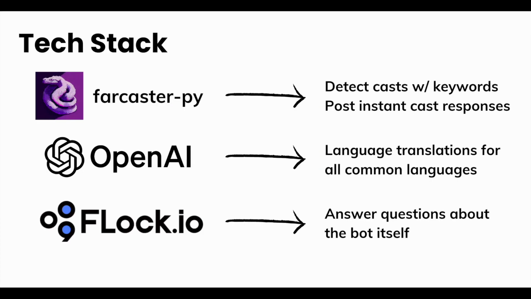So in terms of the tech stack, I use farcaster-py's Python SDK to listen to all the recent casts, and if they have the translate keyword, then I either input the casted text through OpenAI, where I would get the language translation, or if it's a question about the bot itself, then I would use the AI model that I created through Flock. And then once I get the responses back from either OpenAI or Flock, I send that response back to the user by posting a cast response, again using farcaster-py's SDK.